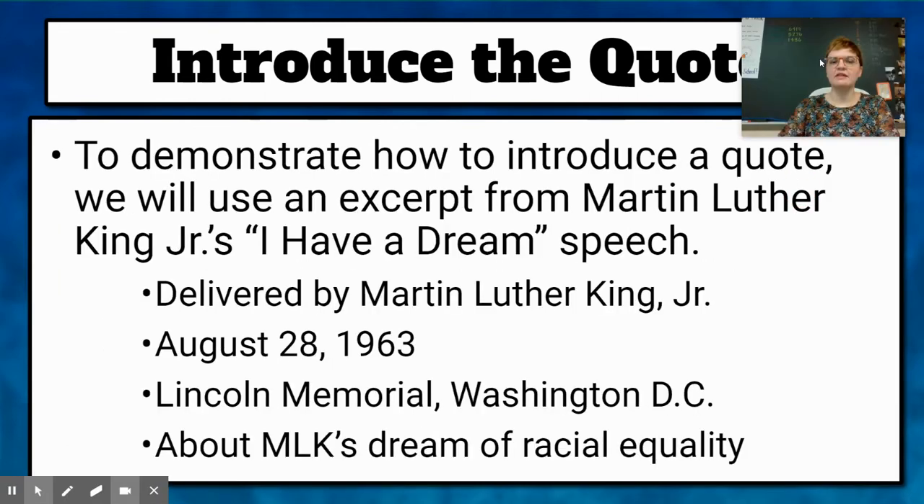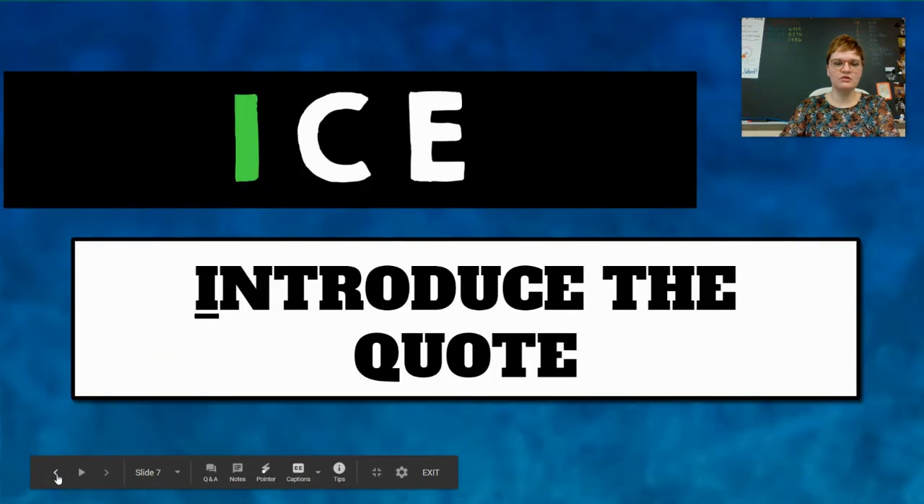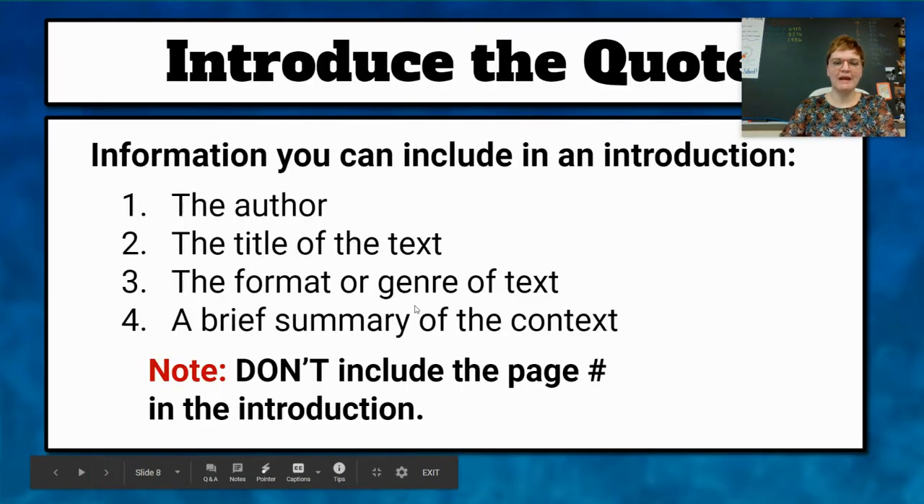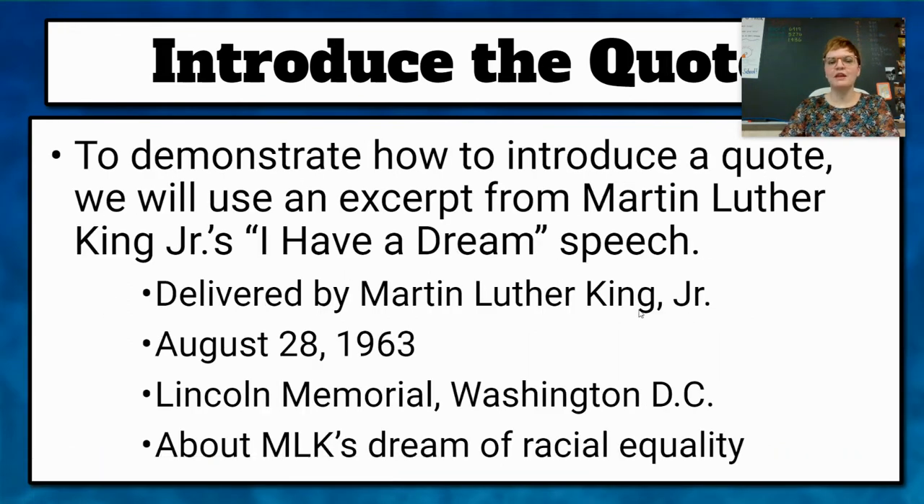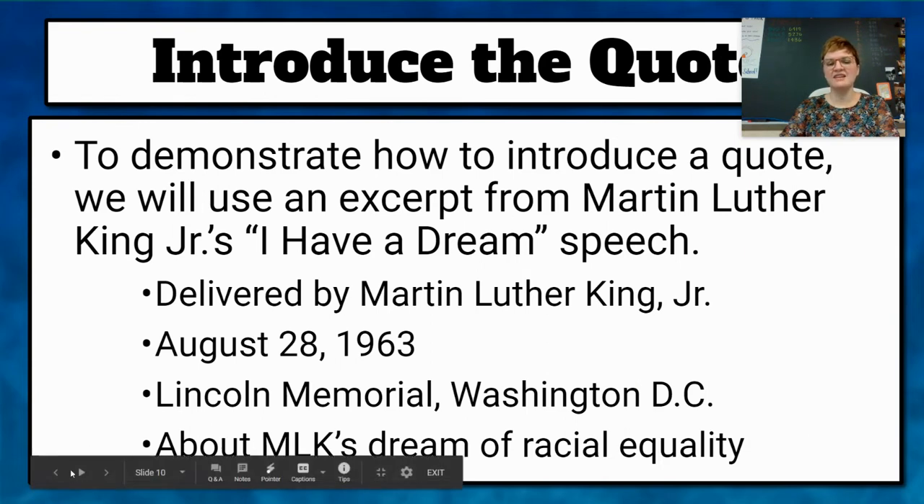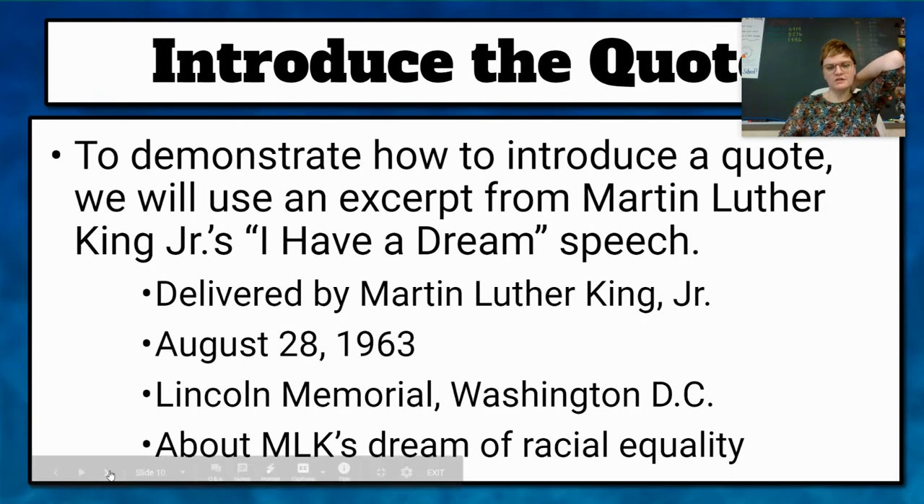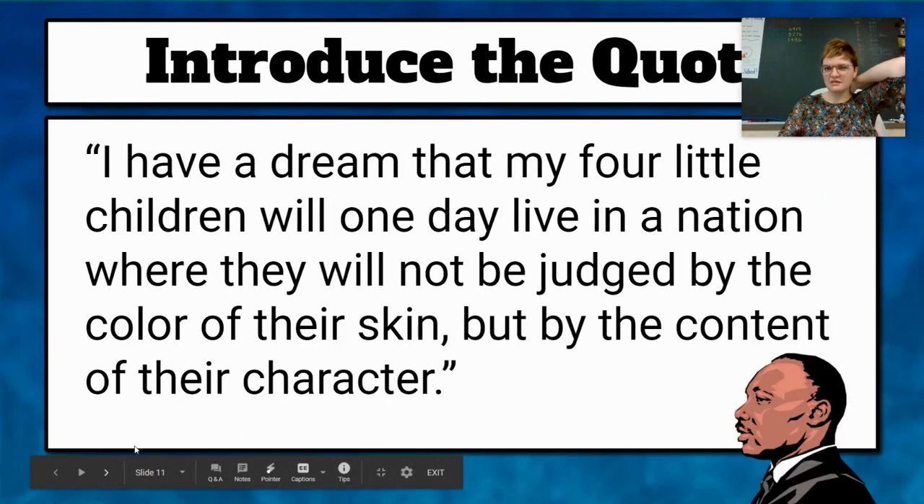So we're going to use Martin Luther King's I Have a Dream speech. And as we think about those different ways to introduce, I told you could do the author, the title, the format, or a brief summary of the context. So the author was Martin Luther King, delivered on August 28th, 1963. Where it was delivered was Lincoln Memorial in Washington, D.C. And the context of it, like what is it about? It's about his dream of racial equality. So now I'm going to kind of mix and match those pieces into introductions.